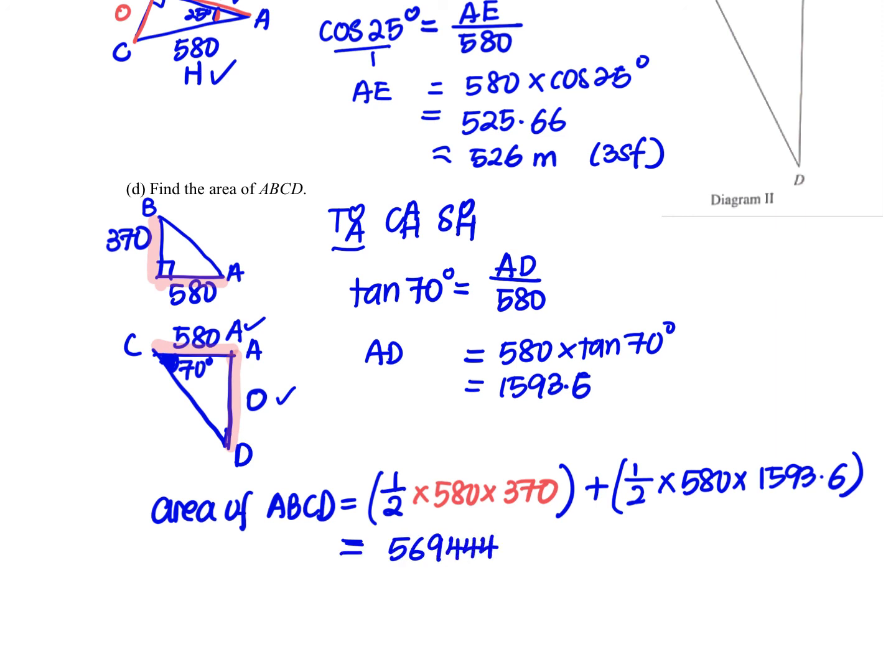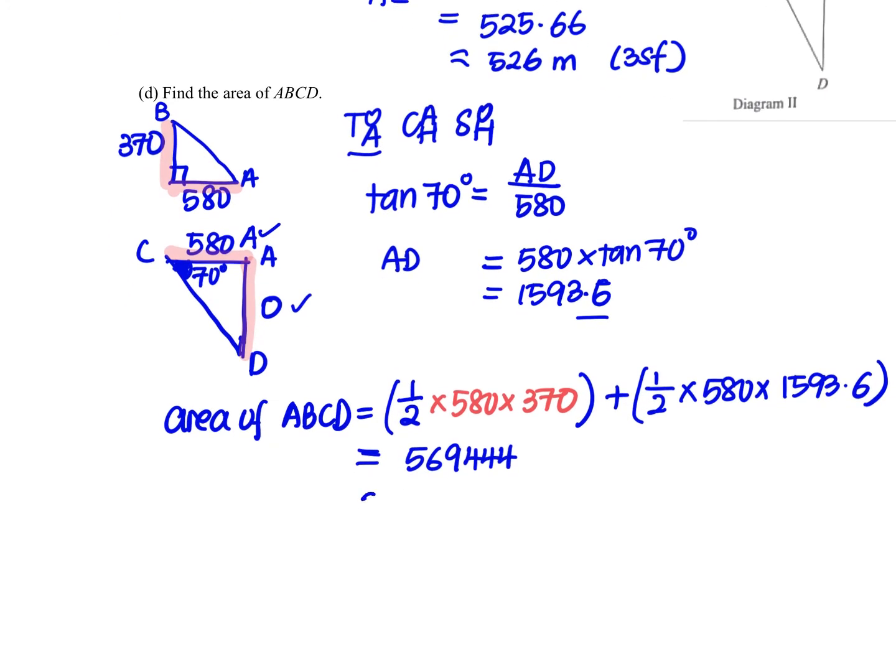I get a total of 569,444. Okay, in this case, this one is not an actual answer because this number over here is already in 3 sig fig. So we'll round this off to 3 sig fig, 569,000 meters squared. Have you gotten your answer? Okay, with that, we have come to the end of this part of the lesson.